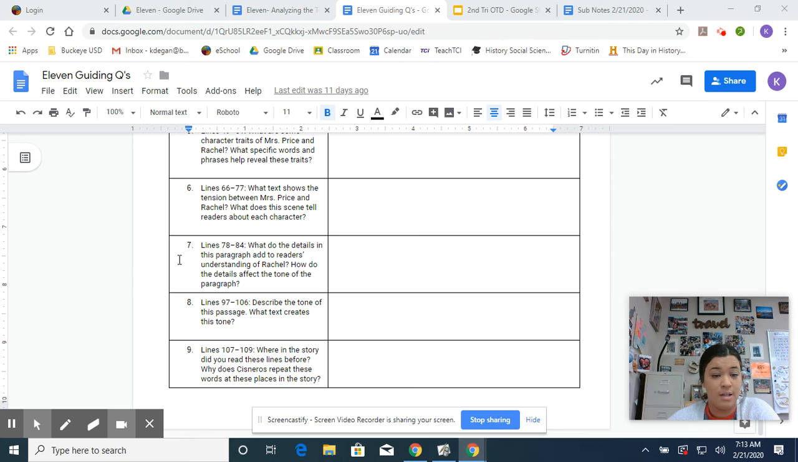Number 8, lines 97 to 106, describe the tone of this passage. What text creates this tone? So again, you needed to choose a word or a phrase that describes the tone, but you also have to use text evidence that describes it, kids. This is so important to your educational career.